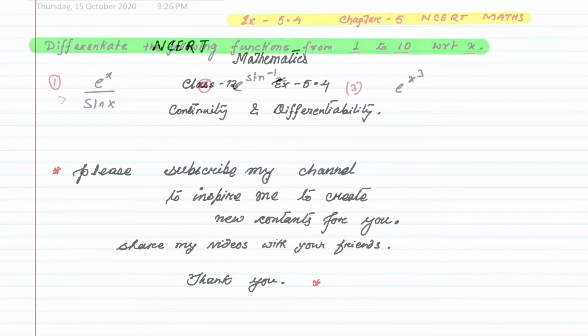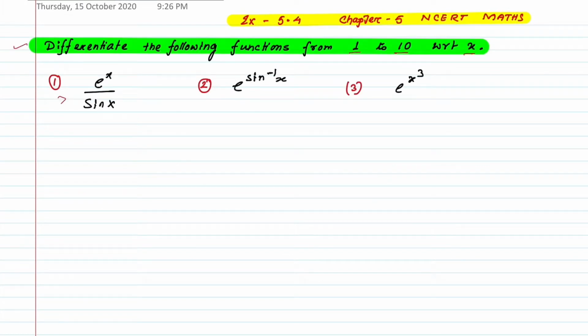So let's start. Here, differentiate the following functions from 1 to 10 with respect to x. Here is the first function, e to the power x by sin x. So first one, suppose y is equal to e to the power x by sin x. Here we are going to apply u by v, that is the quotient rule.